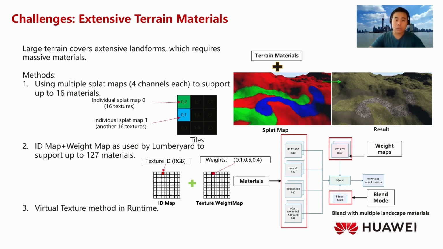Secondly, we also implement an overall ID map plus weight map method as used by Lumberyard, so as to reach up to 127 materials in total, but only 3 blends for each block. We found its performance is lower than the first method, but it requires less bandwidth. Third, we are currently working on a virtual texture implementation in runtime. This aims to minimize the memory usage while still providing high quality, particularly for close view details.